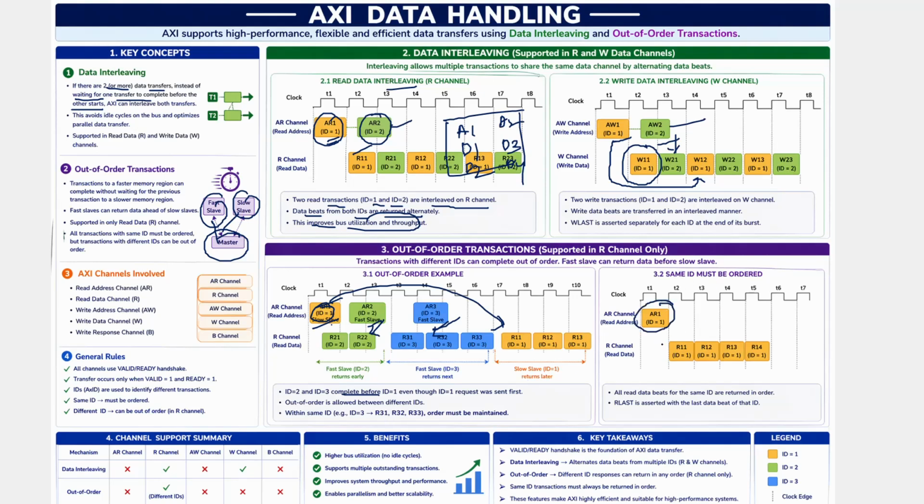If it has the same ID, then they complete one by one. ID1 R11, R12, R13 come in the same order, right? But here R21, R22, and in between R31 is coming. R2 is completed and R31 is coming. Actually this is in the same order within an ID, but ID1 comes last and ID3 comes first. So R31, R32, R33 come first, then R21, R22, R23 come next, and after that the first response R11, R12, R13 responds. So fully alternate, we get outstanding transactions, out of order transactions, and interleaving.